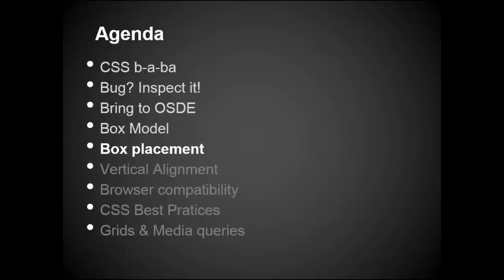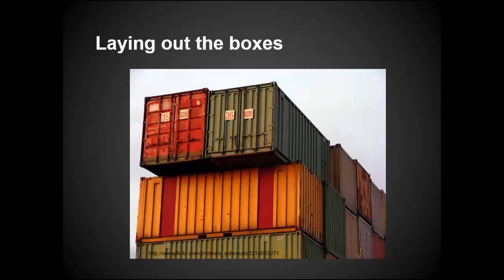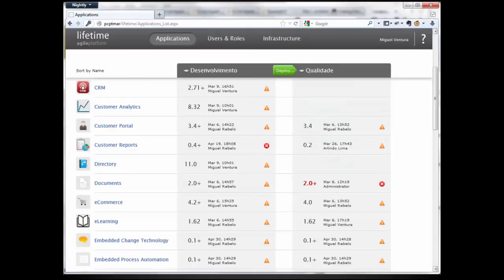Now that we have understood how the box model works, let's see how we can place those boxes around. So what we have seen so far, we know about CSS rules. We know how to use the inspector for instant feedback. We know that browsers behave differently, and we know that everything is a box. But how do we lay out those boxes?